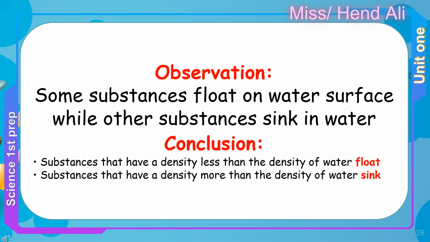We will observe that some substances float in water while others sink in water. The conclusion is substances that have a density less than the density of water float, and substances that have density more than the density of water sink.